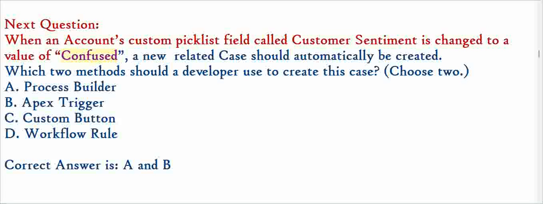When an account's custom pick list field called customer sentiment is changed to a value of confused, a new related case should automatically be created. Which two methods should a developer use to create this case? Choose 2. A. Process builder. B. Apex trigger. C. Custom button. D. Workflow rule. Correct answer is A and B.